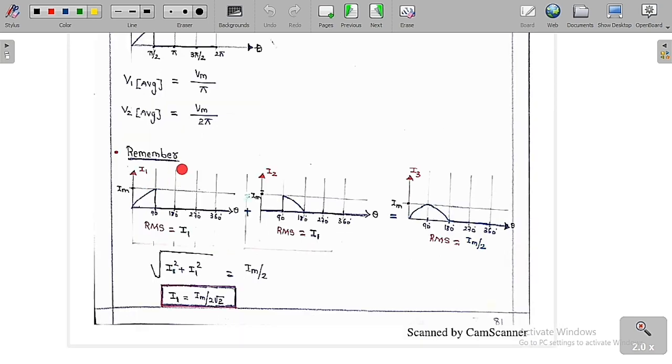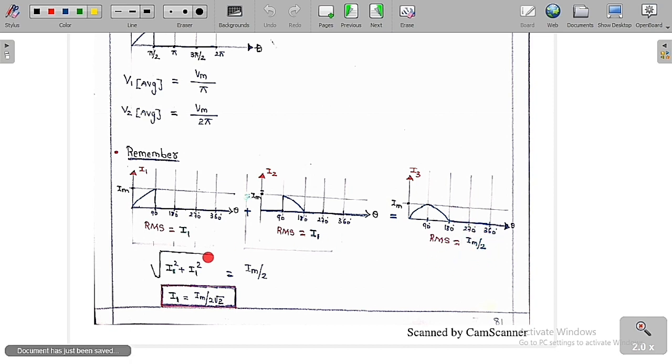So remember this small concept. This is half of the half wave rectifier, and this is also half of the half wave rectifier. If you add these two signals, we get this signal, which is the half wave rectifier. So half of the half wave rectifier plus half of the half wave rectifier, if we add these two signals, we get a half wave rectifier. These signals are of the same nature, so the RMS value is the same. The RMS value of this I1 current is I1, and the RMS value of this I2 is also I1. Now I want to find the RMS value of this one, because the RMS value of a half wave rectifier is peak value by 2, peak value by 2.